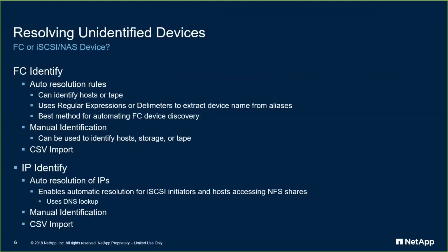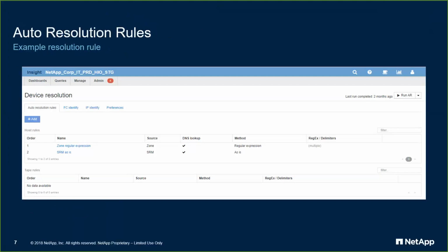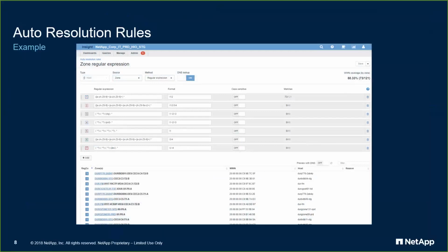Okay, so just to take a quick look here at an example of existing auto resolution rules. What we're looking at here is our device resolution tab with our auto resolution rules. Down below you can see we've got 2 host rules today and 0 tape rules. This first one is our zone regular expression. We've got our source, we have our DNS lookup on, and we have regular expression as our method. We can actually click this link and dive into the specific details of that rule.